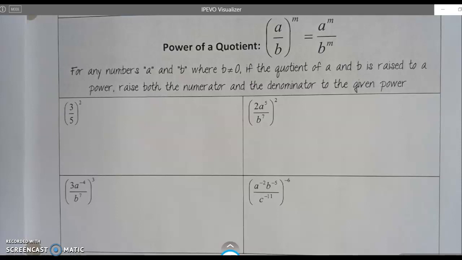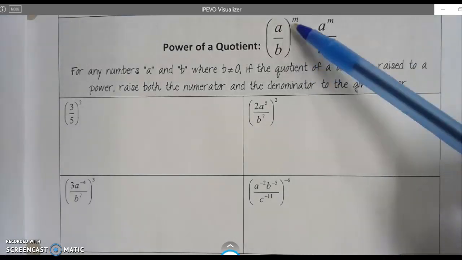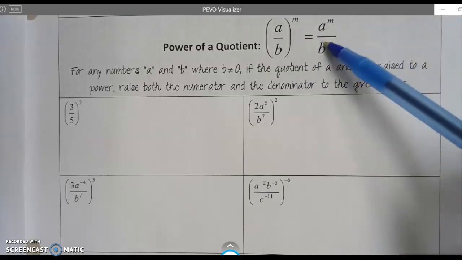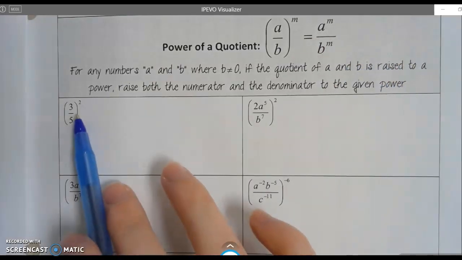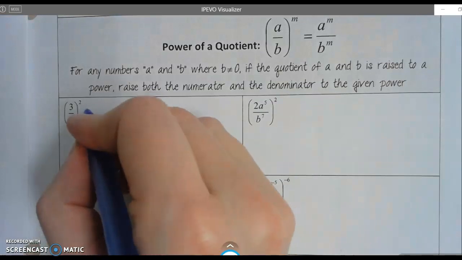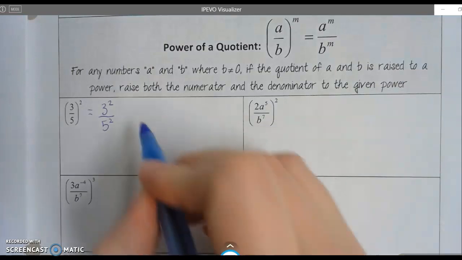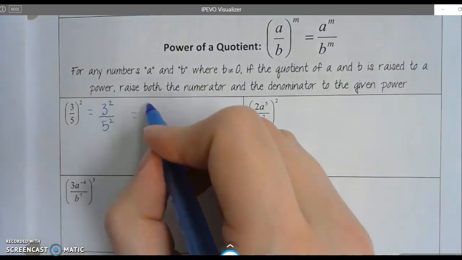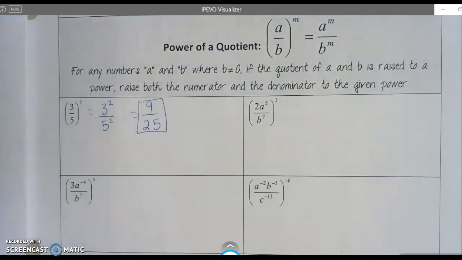Our last rule we're going to look at is very similar to power of a product, it's just power of a quotient. If you have quantities being divided and the whole entire fraction is being raised to an exponent, then that means each piece is being raised to that exponent, both the numerator and the denominator. So on our first example, 3/5 squared, that means the 3 is being squared and the 5 is being squared. Now remember, numbers have a value, so 3 squared is 9 and 5 squared is 25. That is your answer.